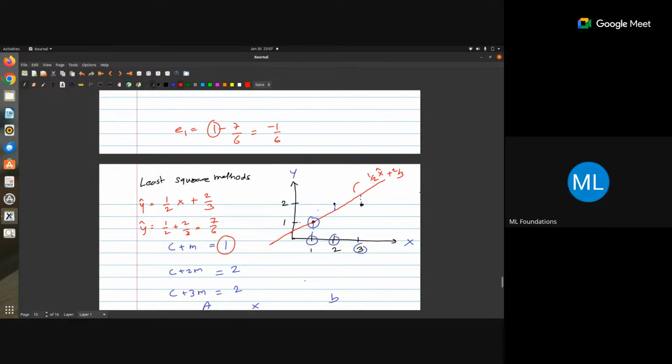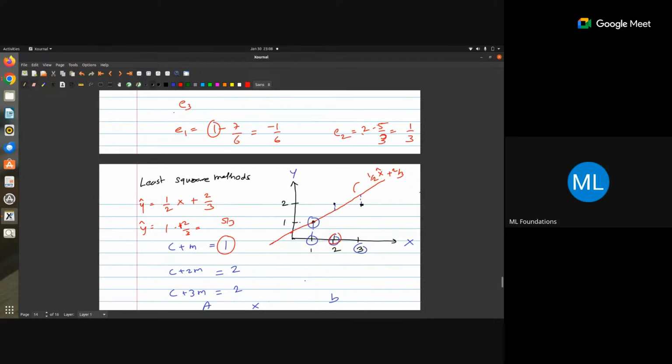What about x equal to 2? What is y hat for x equal to 2? I just plug in 2 here. So 1 plus 2 by 3 is 3 plus 2 by 3, 5 by 3, right? The true y is 2. So it is 2 minus 5 by 3, which is 1 by 3. Right? And this is error 2.